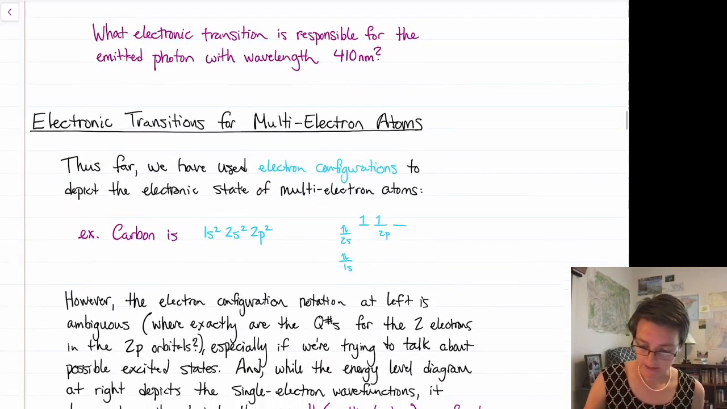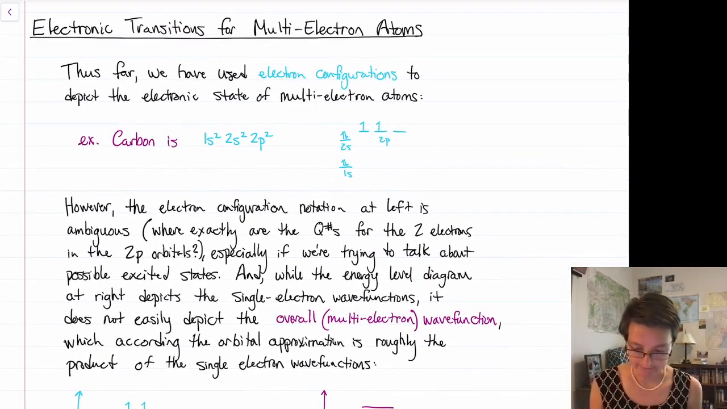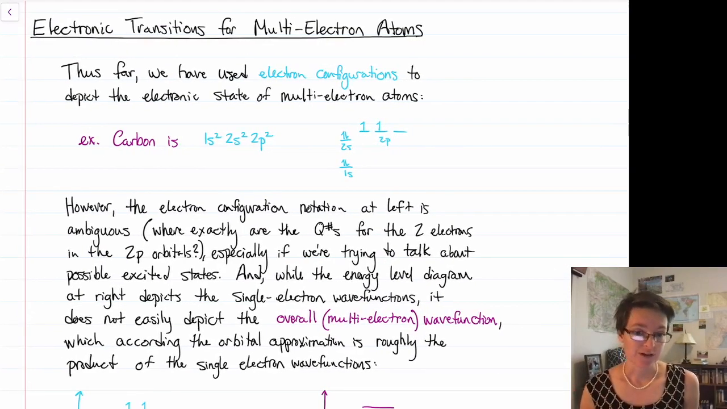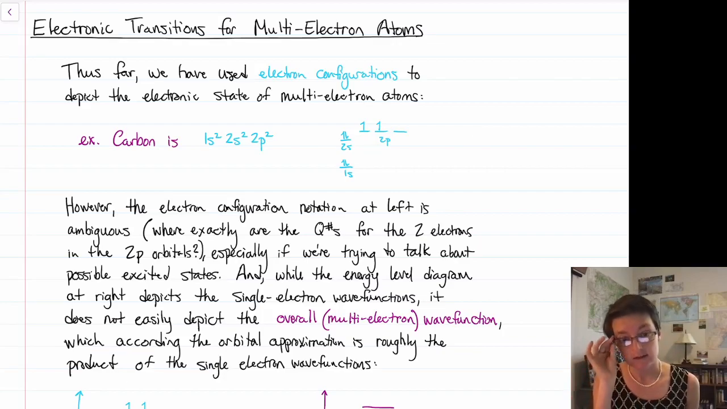But for now, let's talk about electronic transitions from multi-electron atoms. In general chemistry, and up until this point in the course, you should hopefully be familiar with using electron configuration notation or electron configuration energy level diagrams to depict the electronic state of a multi-electron atom. So for example, carbon has an electron configuration of 1s2, 2s2, 2p2, and if I use the Aufbau principle and Hund's rule in order to populate our energy level diagram for all of these single electron orbitals with electrons, then you end up with the diagram shown at right.